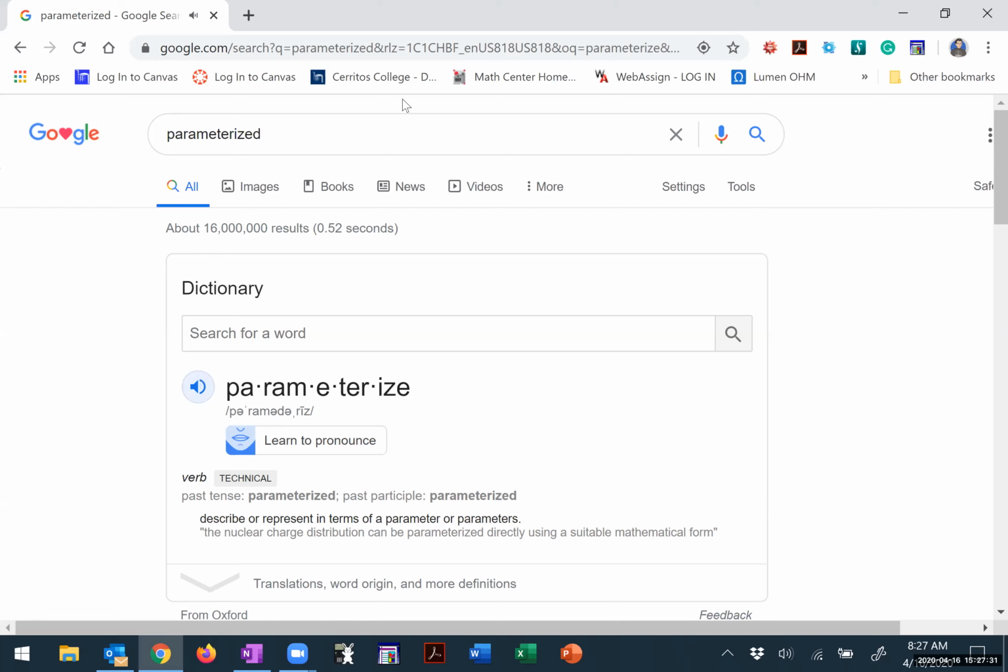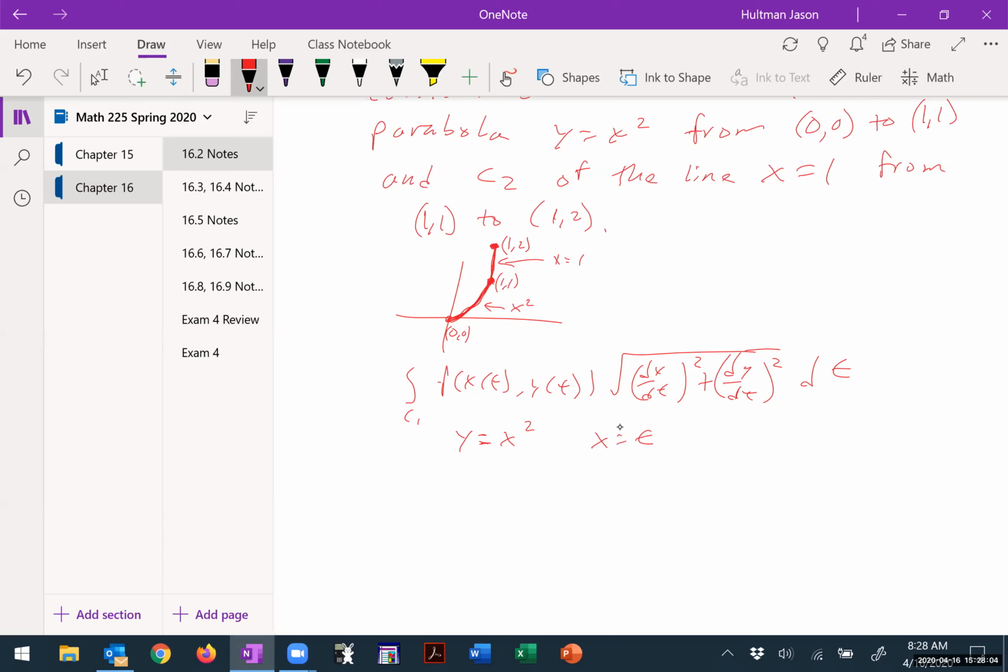Okay, let's parameterize y equals x squared. The easiest way to parameterize y equals x squared is just to let x equal t. And then what would that make y? Well, obviously y would equal t squared, because that's what x was.